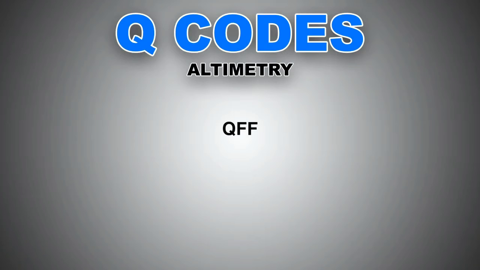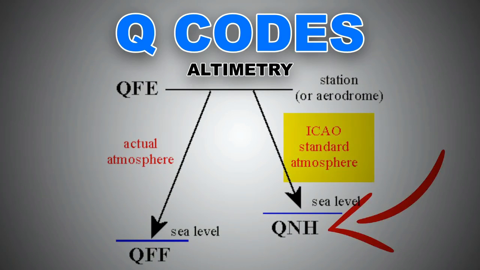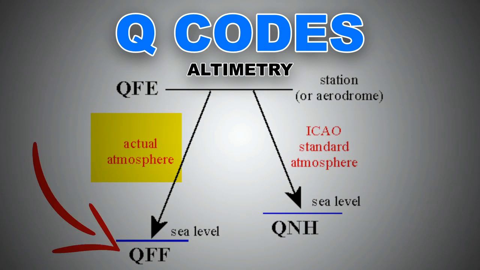Last one is QFF. QFF is not used in aviation, it is rather used by meteorologists. The best way to explain QFF is to look at this picture. The QFE, if reduced to mean sea level using standard atmospheric values or ISA, we get QNH. However, if we reduce the QFE using the actual atmospheric conditions and temperature lapse rates, we obtain QFF.